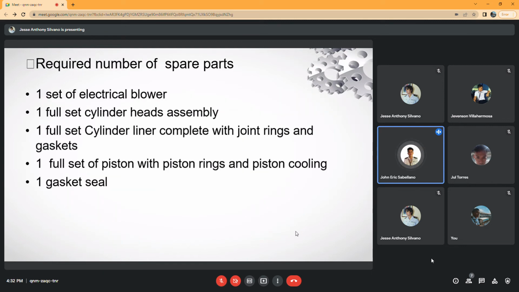The required spare parts of the main engine electrical blower are one set of electrical blower, one set of cylinder head assembly, one set of cylinder liner, complete with joint rings and gaskets, one full set of piston and piston rings and piston cooling, and one gasket seal.